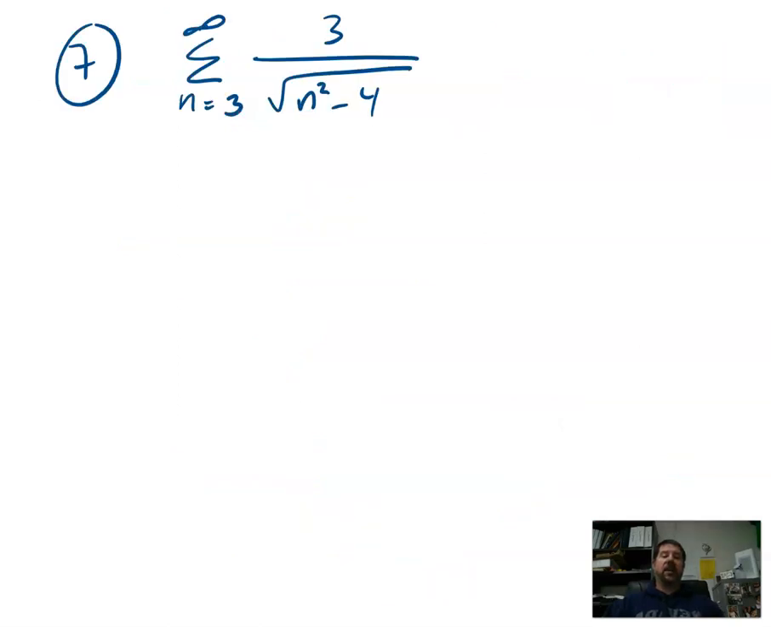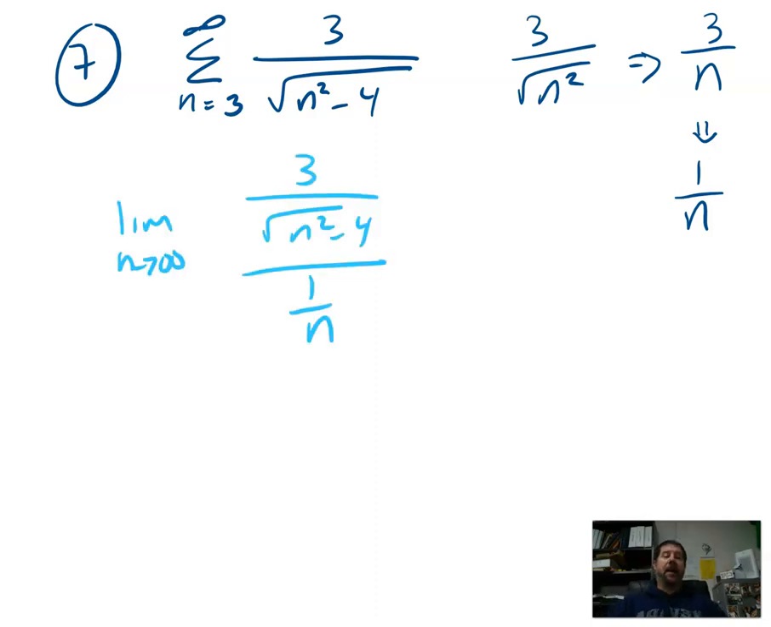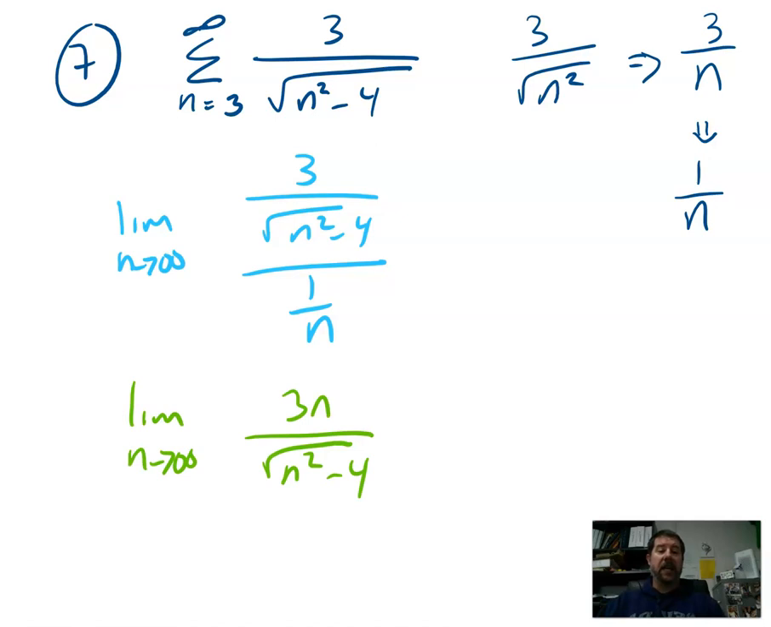Here's another one. Got to figure out what to compare it to, so I might think about this. I would start out thinking, hey, let me compare it to 3 over the square root of n squared, which is like 3 over n, which is pretty close to 1 over n, because I know what 1 over n does. So I'm going to compare this to 1 over n, or the harmonic series. I have to set up my limit, and now that I do, I can simplify it. All right, so as I go to infinity, I get, thinking about 3n over the square root of n squared, which is n, which is then going to go to 3. So this, again, positive finite number, so they're going to do the same thing. So because 1 over n diverges, this also diverges.